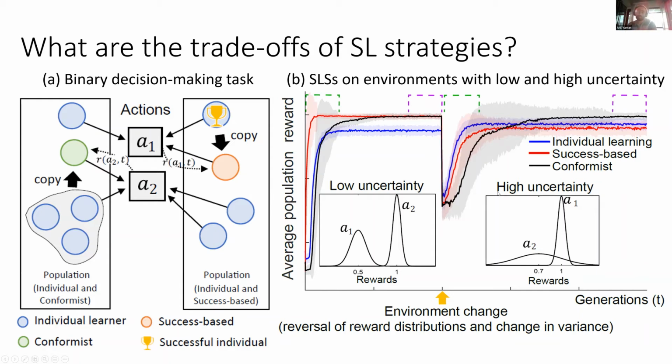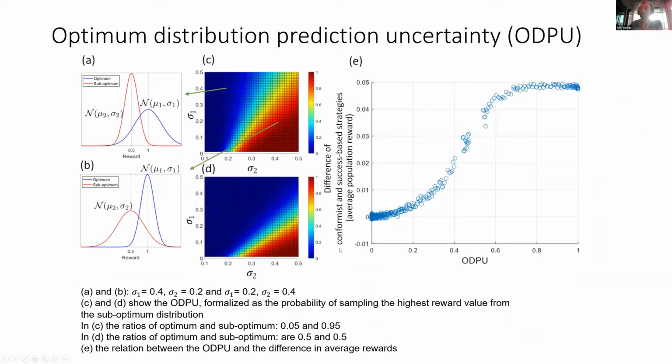So we basically formalized that uncertainty. It is quite a simple idea: basically, what is the probability of sampling, let's say, rewards from these two distributions, and what is the probability of sampling higher rewards from the suboptimum distribution. So basically we find that probability.